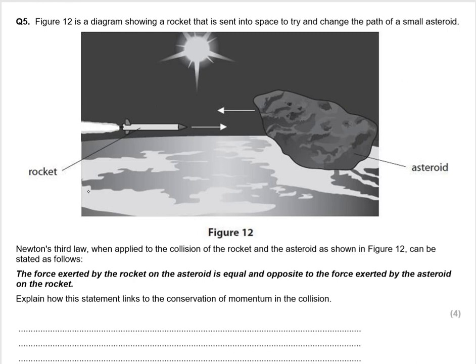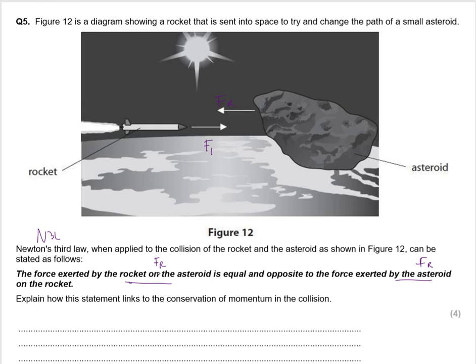Now, Newton's third law applies due to collision in this particular case. The rocket is exerting a force, so-called F rocket, on the rock, and the rock will be exerting a force backwards, F rock. These forces are equal and opposite. The force exerted by the rocket on the asteroid is equal to the force by the asteroid on the rocket.